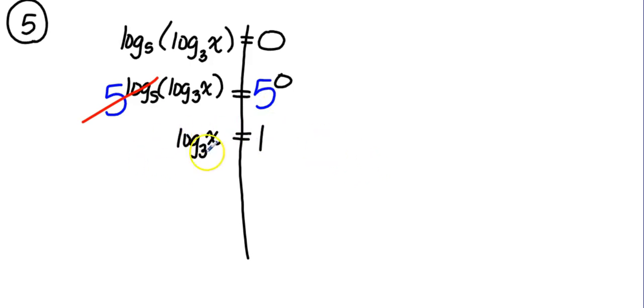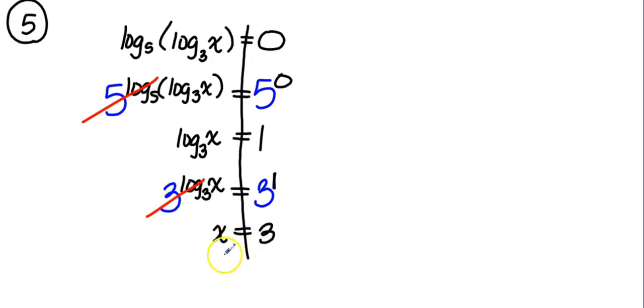Well, I've unlocked log base 3 of x, and it's equal to 1, and now we will repeat the same process. But this time, what base will we use? Well, I'm trying to do the inverse of log base 3, so now I will use 3 as a base. What we do to one side, we have to do to the other. 3 and log base 3 will cancel, leaving behind x equals 3 to the first, which is 3.